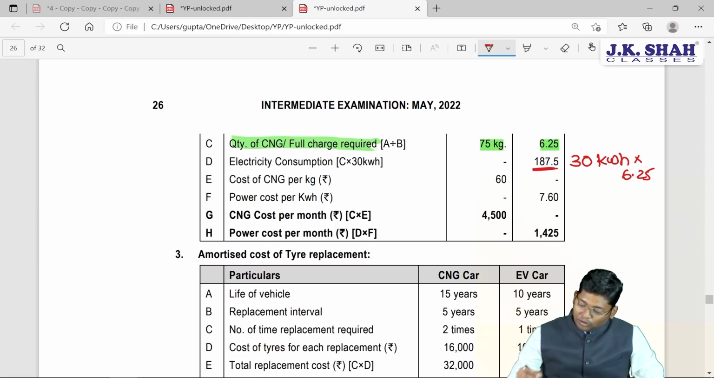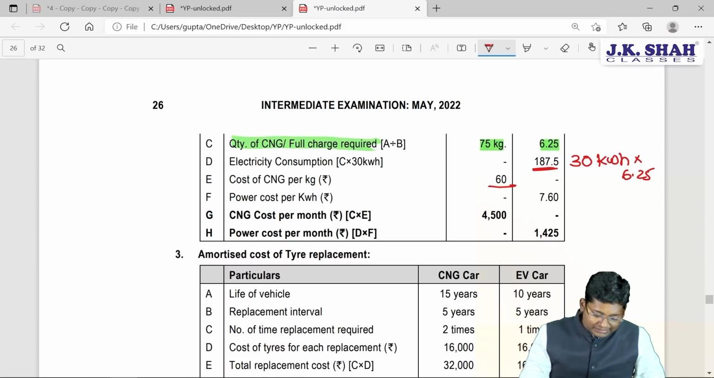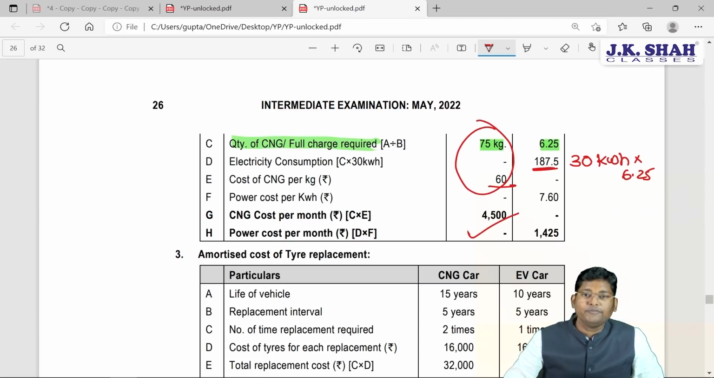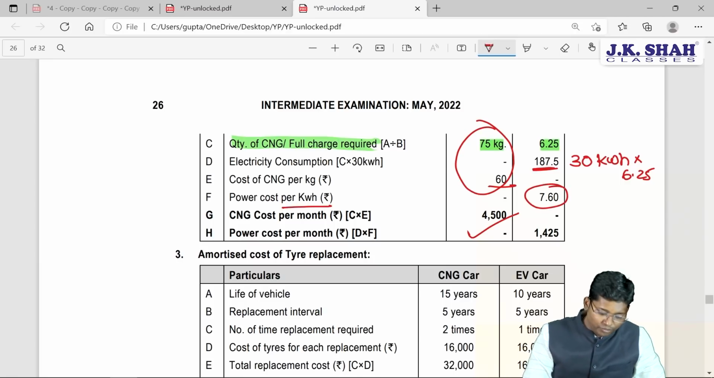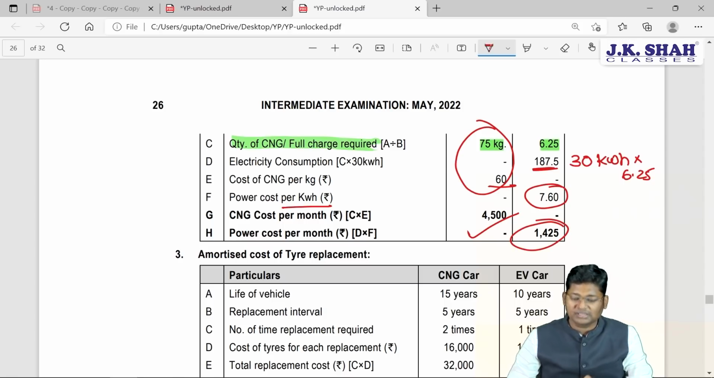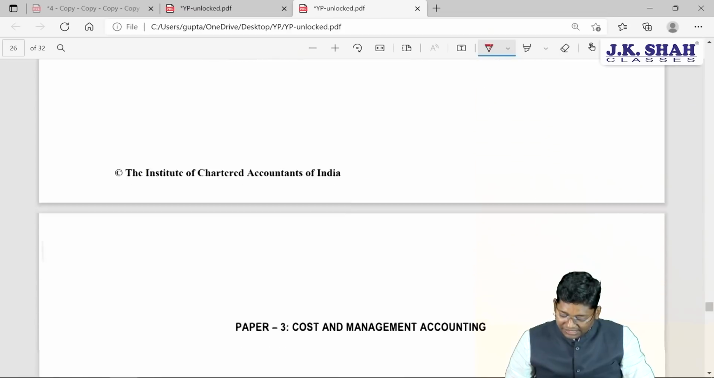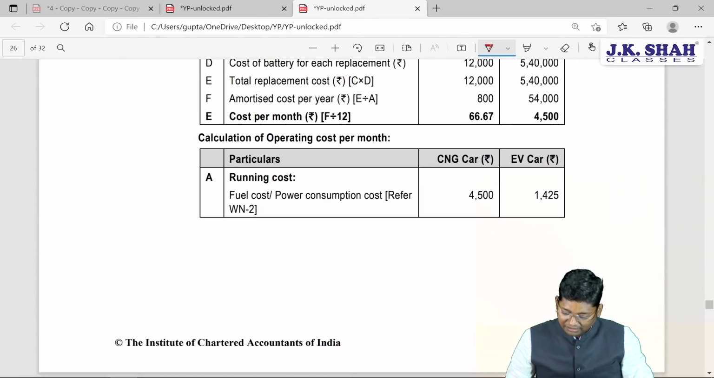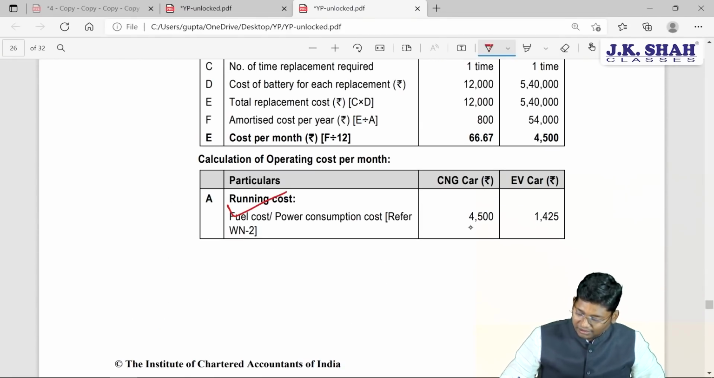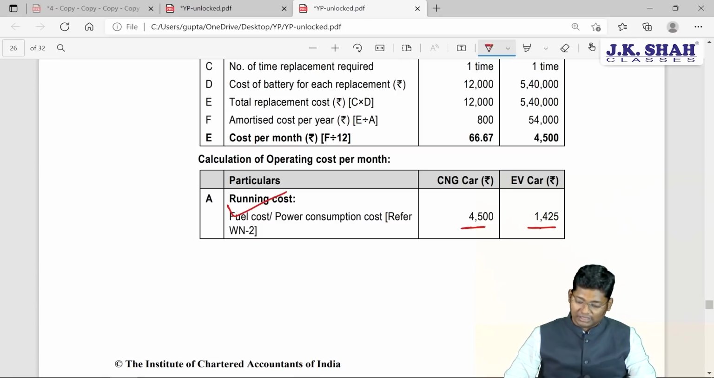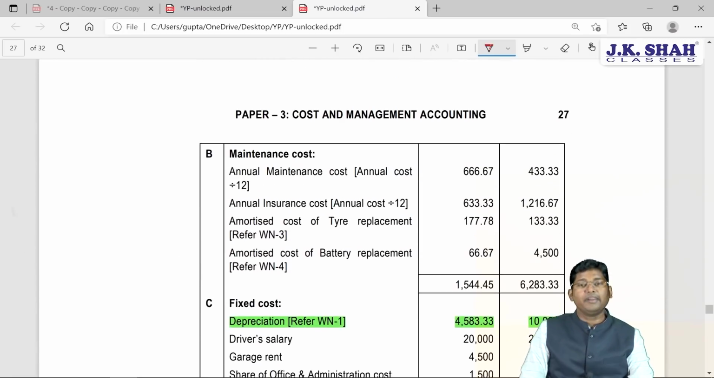Done. Now cost is given. So when you multiply 60 with the required kilograms of your CNG, you are going to get 4,500 as the cost of CNG per month. And cost is given as 7.60 per kWh. Then for 187.5 kWh, according to 7.6, you will be incurring this much cost, and this cost you will be incurring for running of your car. And that's why, if you check, the statement covers this fuel cost under the running heading, that is running cost, which is related to fuel and power, is recorded.